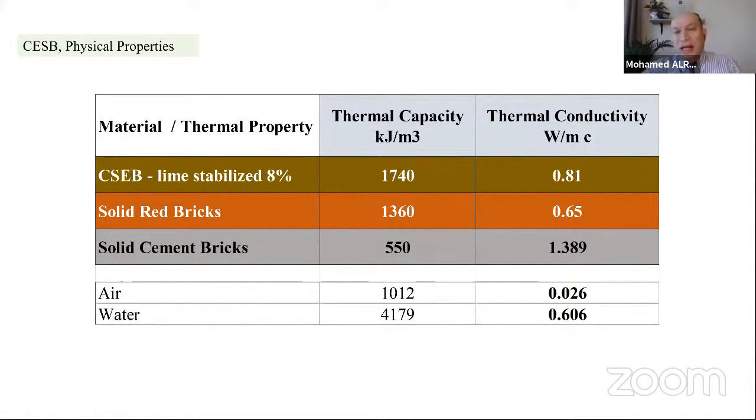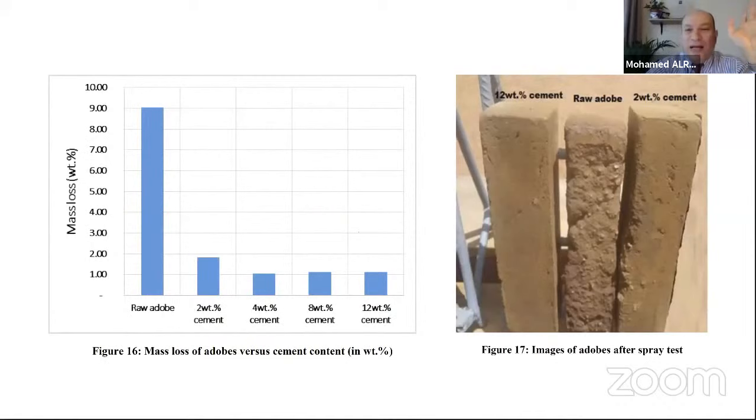I would like to say that we should deal with this type of product as a thermal regulator rather than a thermal insulator, because normally when you press a material in a confined place, you are increasing the thermal conductivity, but on the other hand, you are increasing the thermal capacity. And this is a crucial point, by the way. This is the scientific explanation for why we say earthen buildings are warm in the winter and cool in the summer. I'm not going to explain it in detail. I'll move quickly. Here we have the effect of using just a small amount of cement on water absorption.